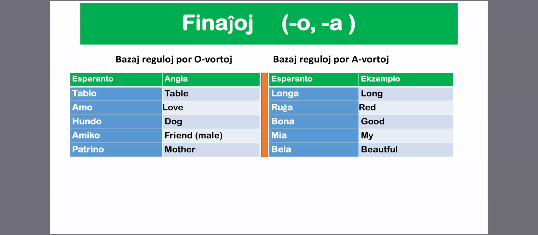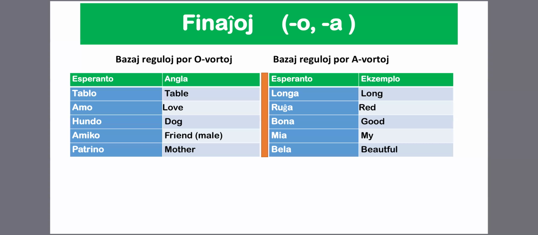Amo, automatically finished by O. This is a name. I need to know the meaning. Amo is love, amor. Hundo. There is O which finishes. Hundo is a dog. Amiko, it's a friend, a male friend. Patrino, it's mother. You know that there is an O.